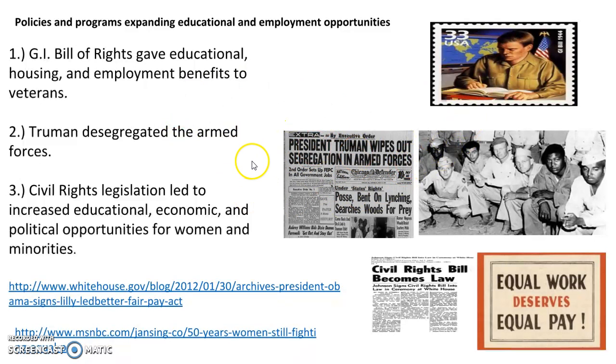Another thing here, it says the civil rights legislation led to increased educational, economic, and political opportunities for women and minorities. So that was really pushed and advocated for because of World War II.